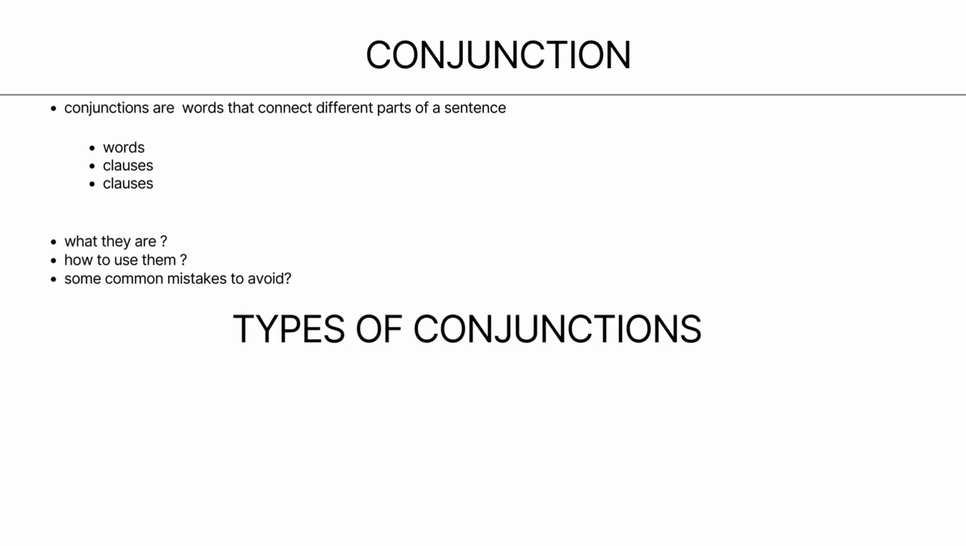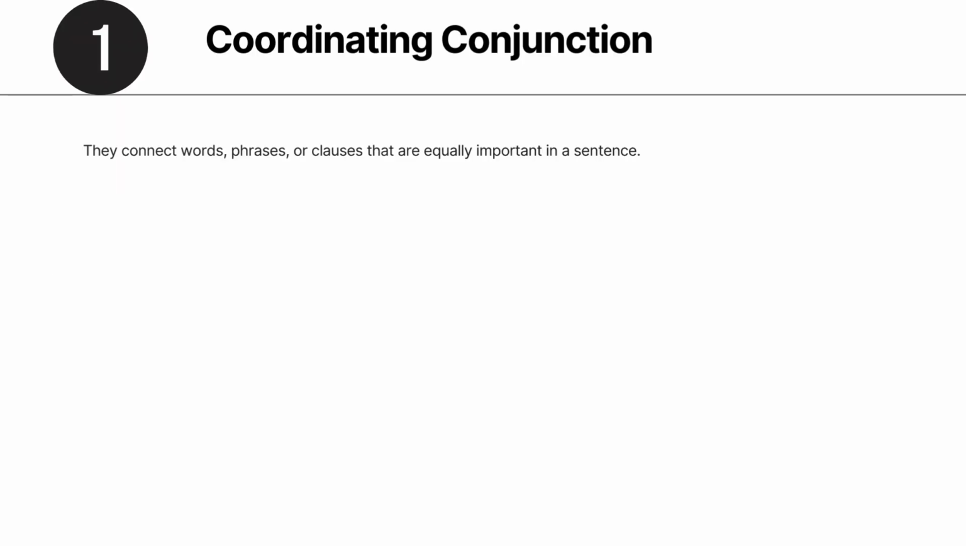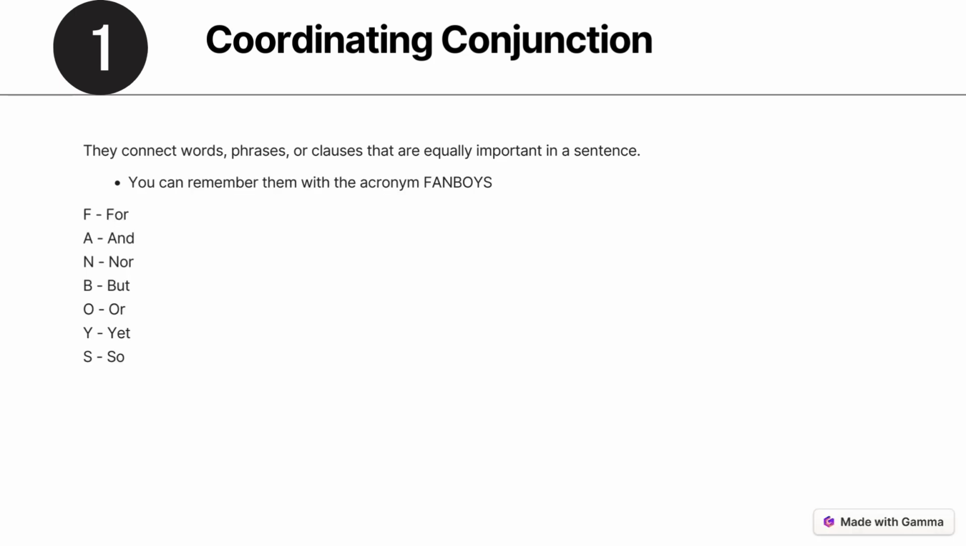First up, let's talk about the different types of conjunctions. There are three main categories: coordinating, subordinating, and correlative. Coordinating conjunctions are probably the ones you're most familiar with. They connect words, phrases, or clauses that are equally important in a sentence. You can remember them with the acronym FANBOYS: for, and, nor, but, or, yet, so.